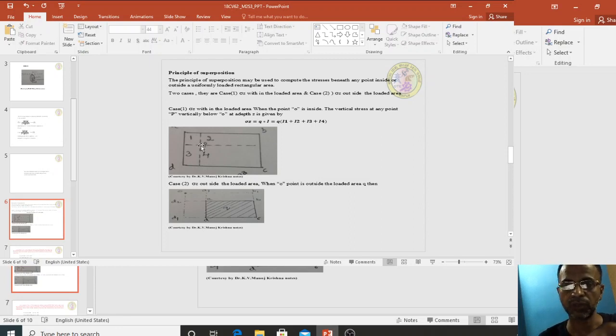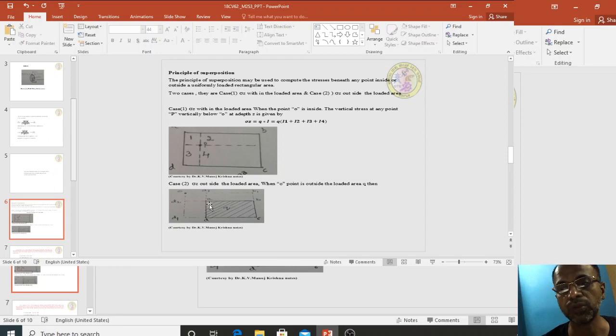Suppose in a footing site, whatever load I am applying, how the pressure influence will be there on the neighboring site. If I want to calculate that, then it will be outside the loaded area. So your P is within the loaded area, and your O is outside the loaded area. Why do we have to find this outside the loaded area?